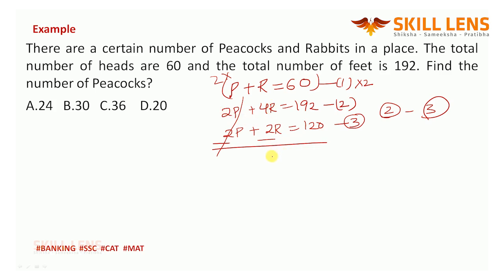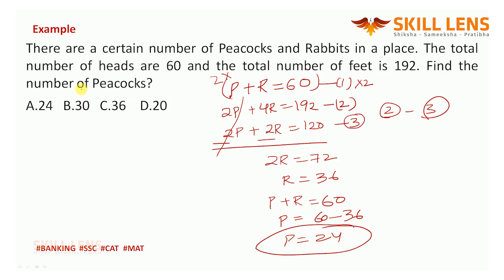Let me do it this way. Can I write 2r equals 72? Then rabbits equal 36. That's very easy. If rabbits are 36, because peacocks plus rabbits equals 60, then 60 minus 36, peacocks are going to be 24. You can find out rabbits also, because he may ask you to find the number of rabbits. So rabbits are 36.